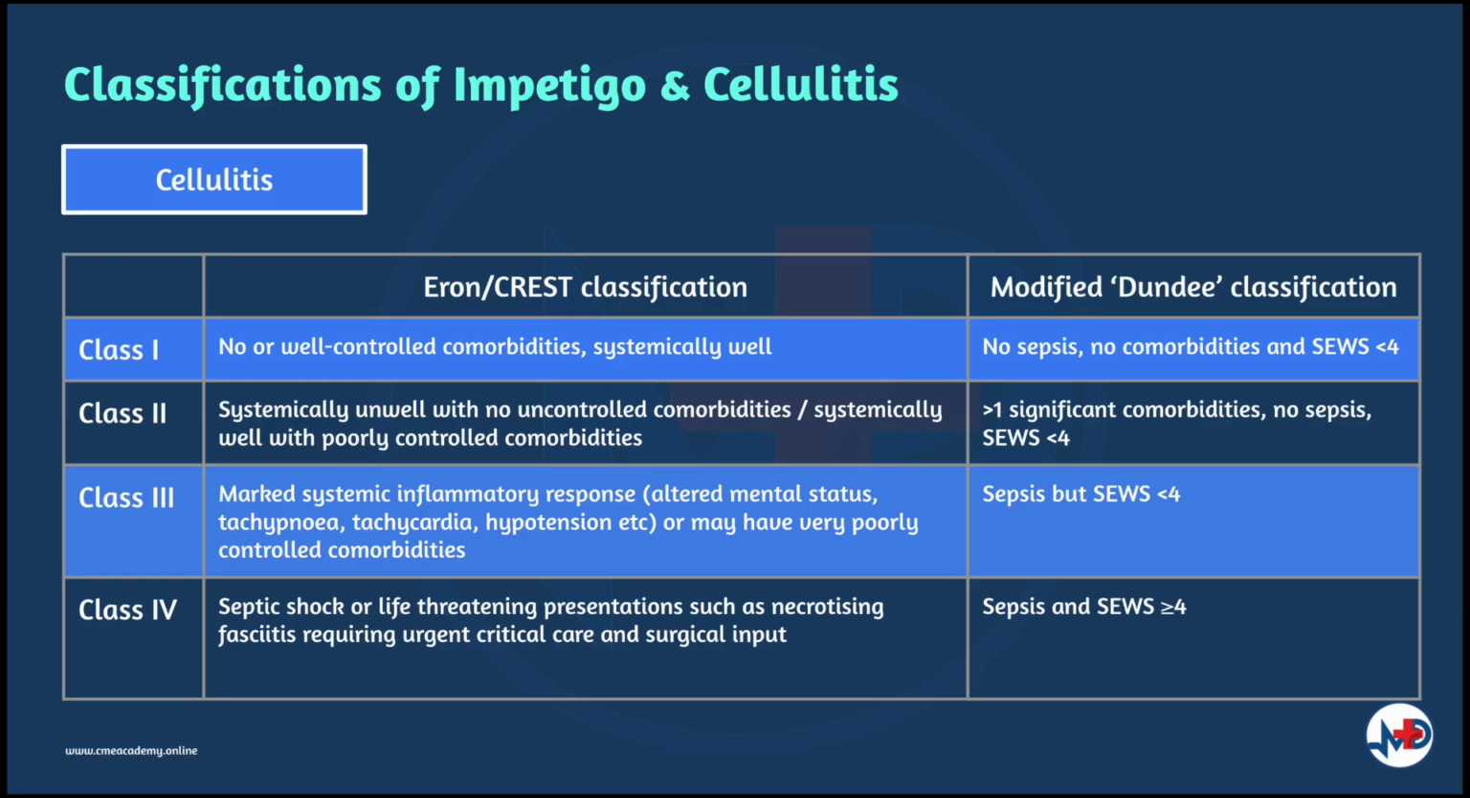Lastly, Class 4 patients may be in septic shock or have life-threatening presentations like necrotizing fasciitis, requiring urgent critical care and surgical input. In the modified Dundee classification, Class 1 is when there is no sepsis, comorbidities, and patients have standardized early warning score of less than 4. Additionally, Class 2 is when there is documentation of 1 or more significant comorbidities with no sepsis and a score of less than 4. Conversely, in Class 3, there is sepsis but a score of less than 4, whereas in Class 4, there's both sepsis with a score equal or more than 4.